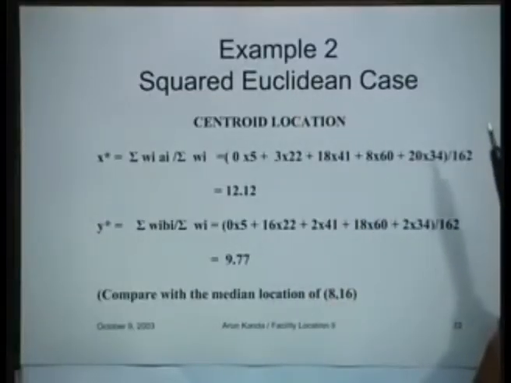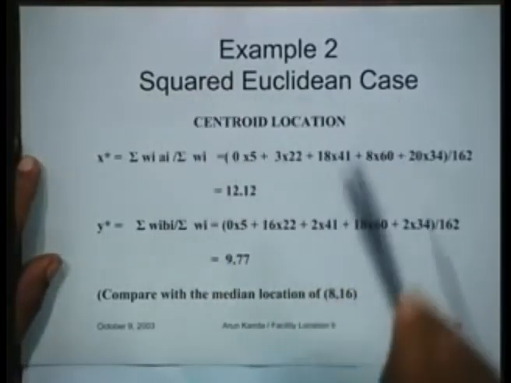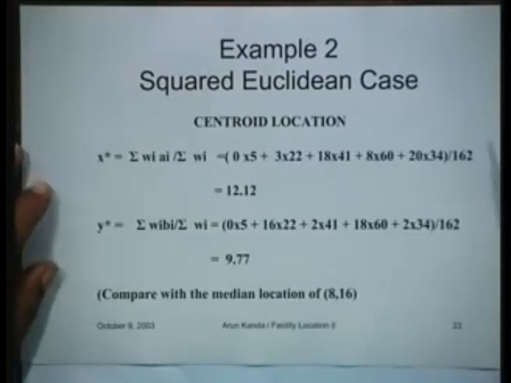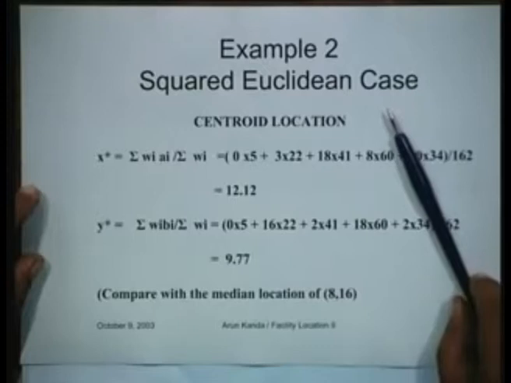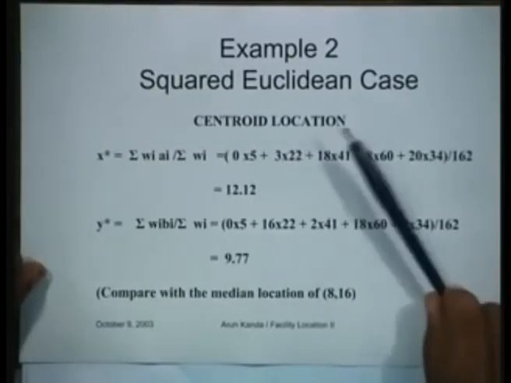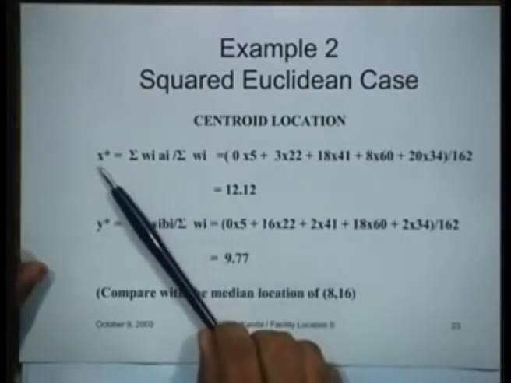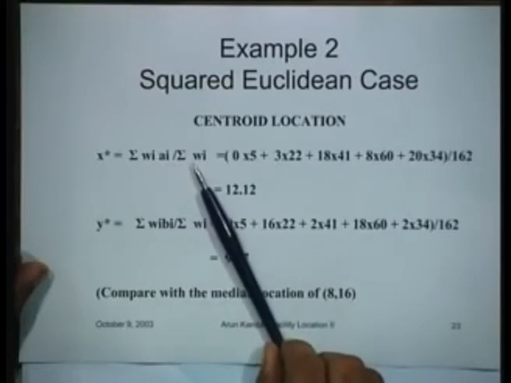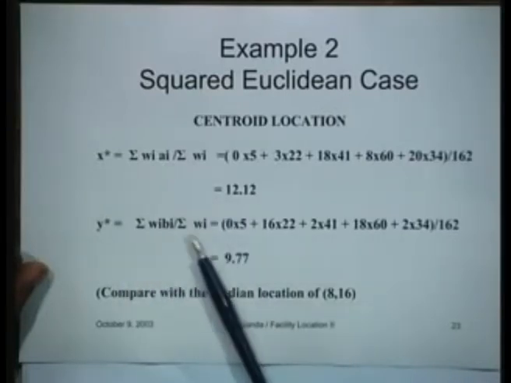Now let's look at the case where the distance measure is, let us say, squared Euclidean. We will talk about the Euclidean case later, but let us talk about the squared Euclidean case. That is the satellite location problem. It is another interesting problem. For the squared Euclidean problem, the optimum location is in fact the centroid location. This can be proved very easily. The centroid location for this problem is simply x star equals summation wi ai divided by summation wi, and y star equals summation wi bi divided by summation wi.